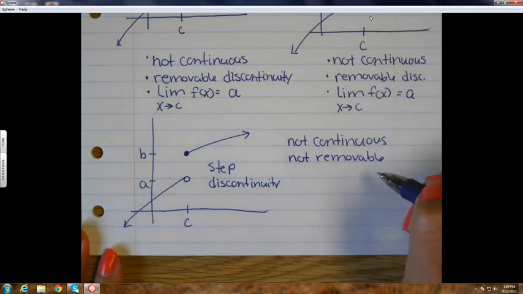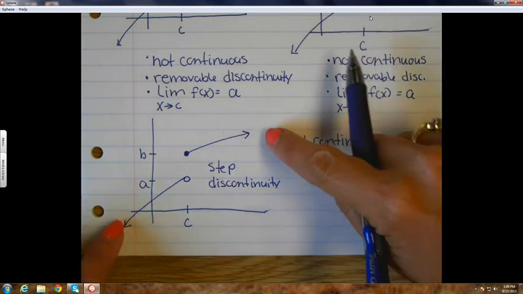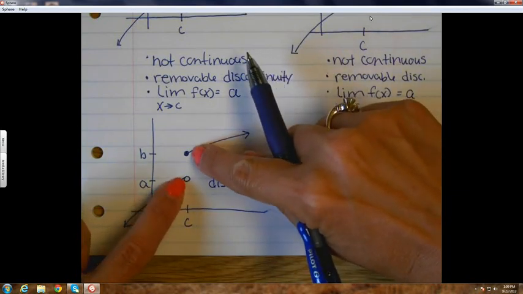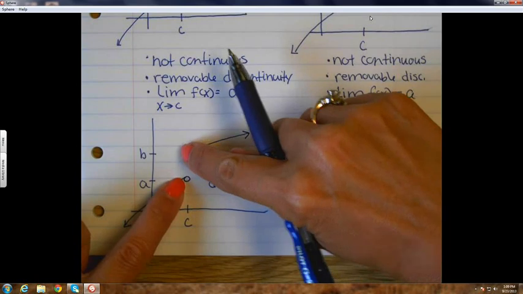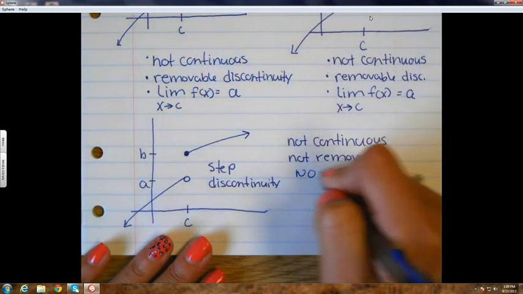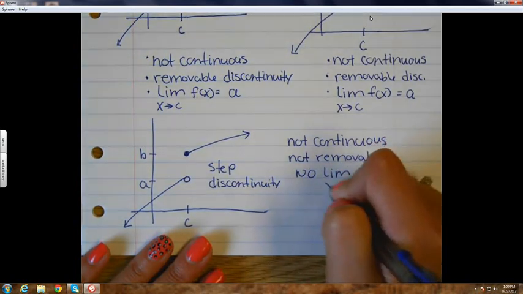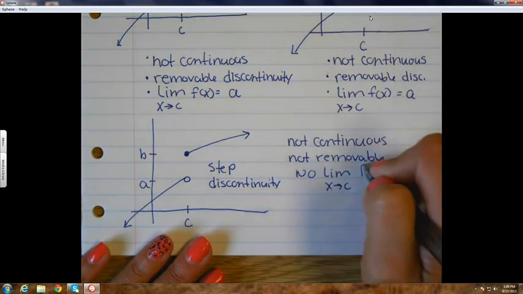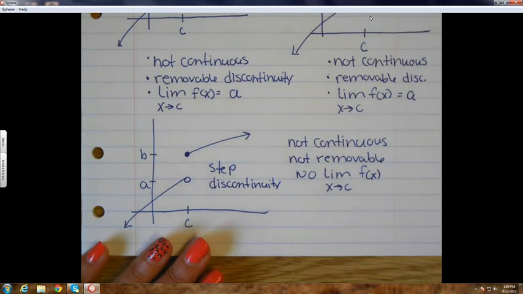And does this have a limit as I approach C? Let's see. Nope, my fingers are never going to touch. From the right, it's approaching B. From the left, it's approaching A. So there is no limit here. A couple more graphs to look at.